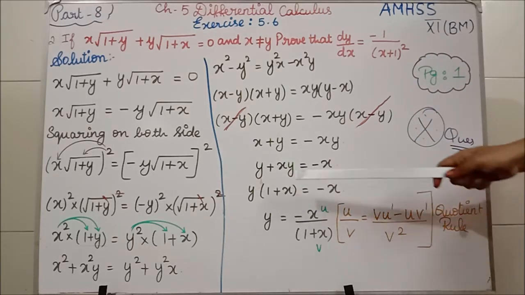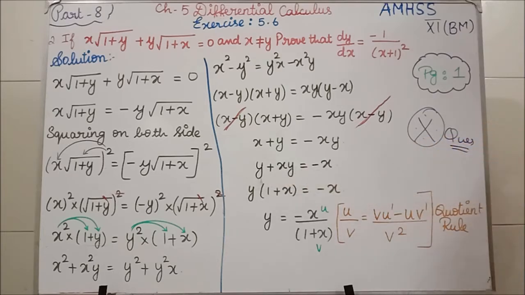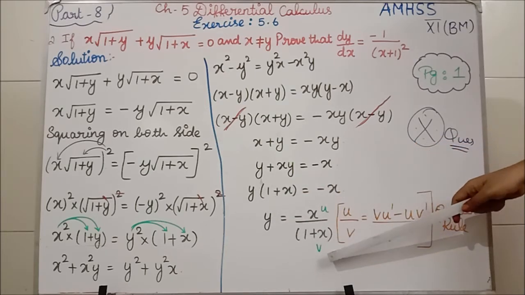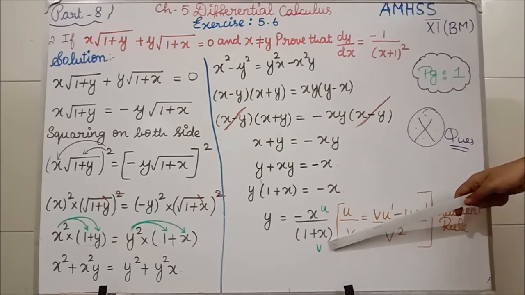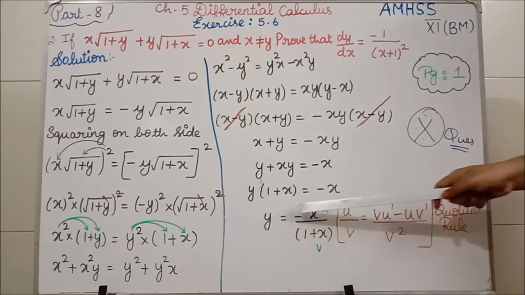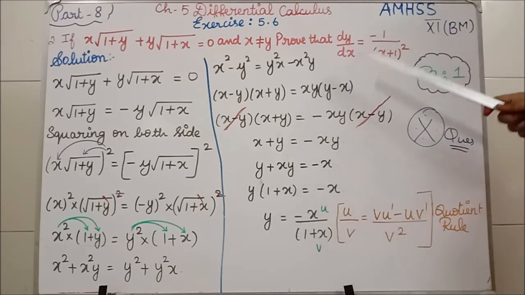Clear, students? So here y and y commonly we are having, take that y commonly out, so equal to minus x. So y alone you keep it in the left hand side, this 1 plus x is in multiply, so it will become divide. So here I have written in the denominator. Clear? Now with this we have to differentiate and we have to bring this as the answer.